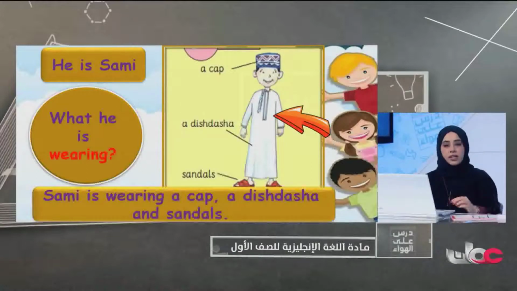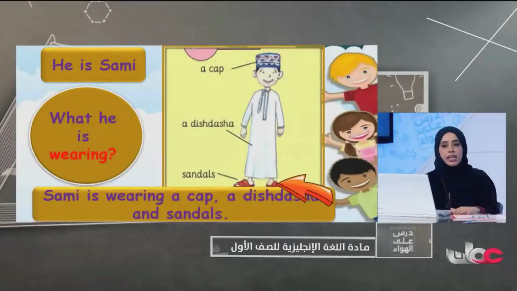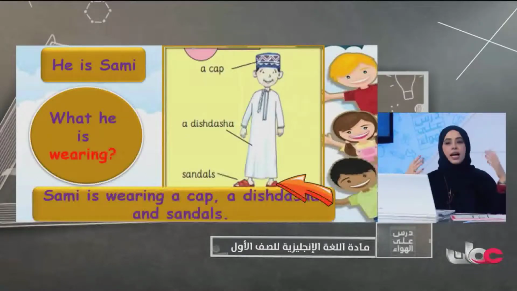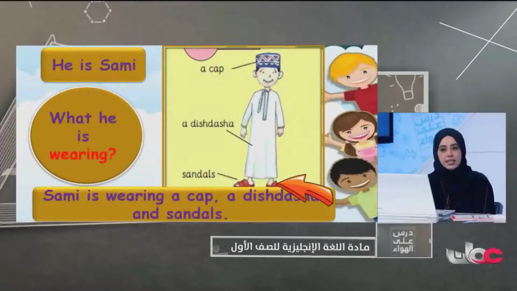White dishdasha. And down there on his feet, what is he wearing? He is wearing, very good, sandals. And the color of these sandals is brown. So again from the top, a cap, a dishdasha, sandals. So Sammy is wearing a blue cap, a white dishdasha, and brown sandals.